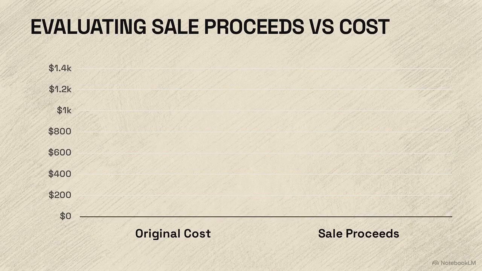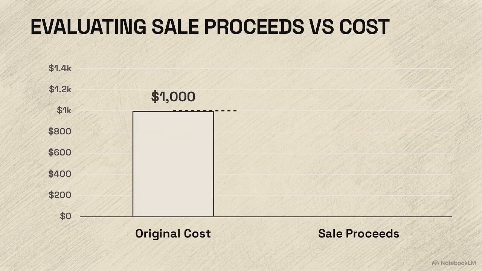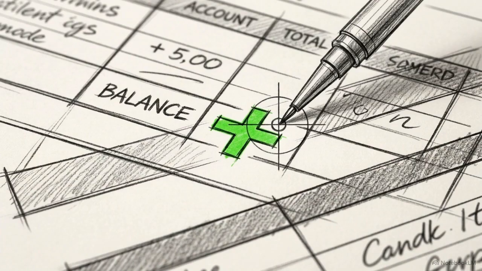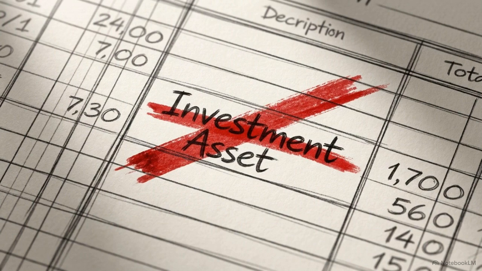At disposal, the accountant must compare the final cash sale proceeds against the original carrying cost of the investment. The double entry logic requires debiting cash for the proceeds received and crediting the investment asset account to remove the instrument from the books entirely.